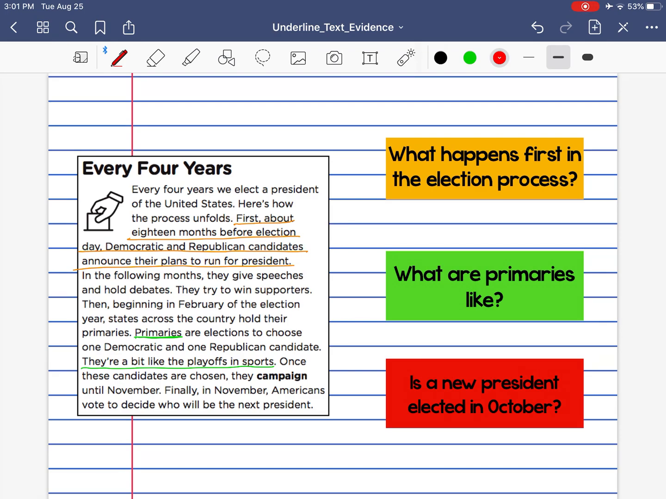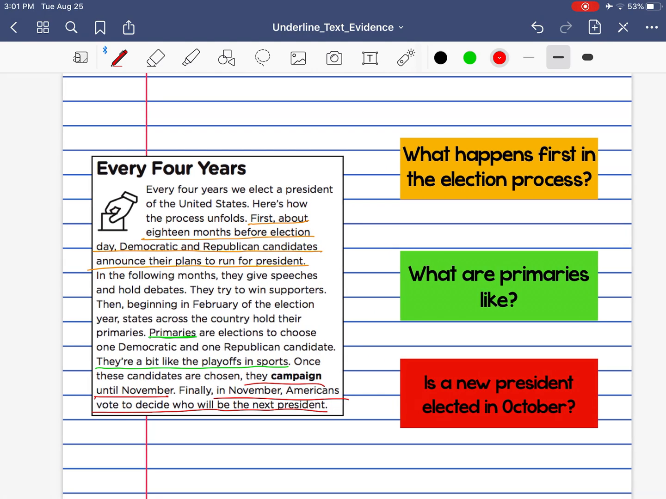Why do I believe that's the correct answer? Well, here it says they campaign until November, and in November, Americans vote to decide who the next president will be. So I underlined that in red because that's my text evidence for that question, right? That's why I think they can't be elected in October because we don't even vote for them till November, okay? So there's my text evidence.